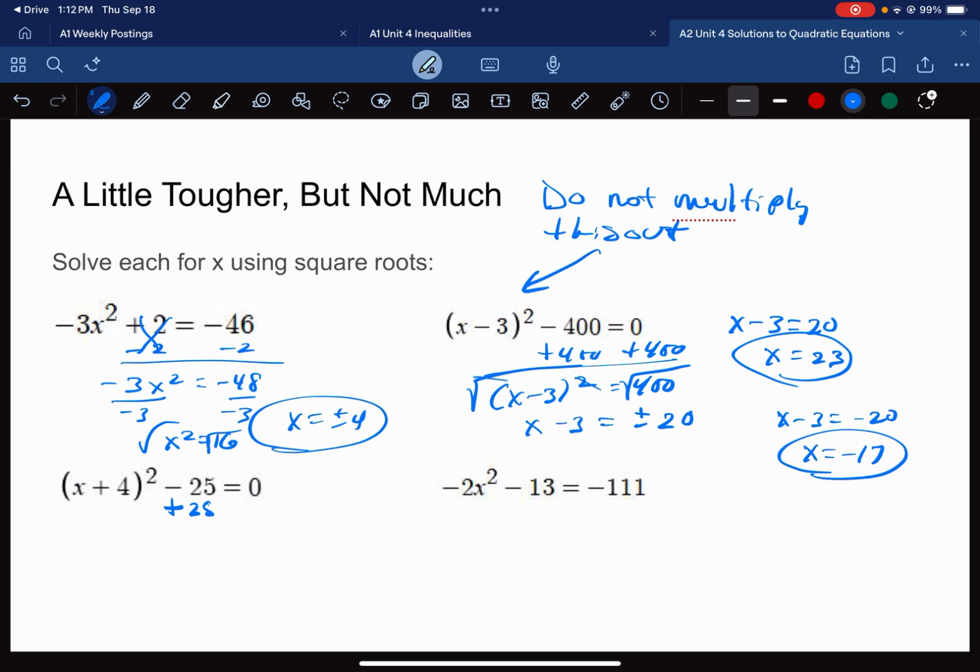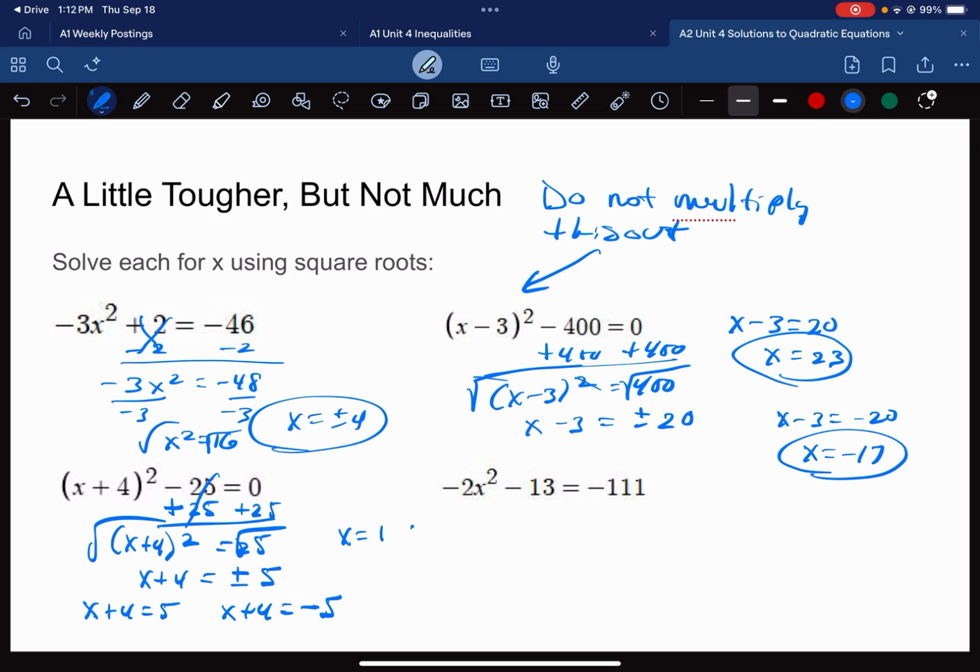All right, so I think plus 25 on each one of these. So that gives me 25 and x plus 4 squared. Now square root both sides. X plus 4 equals positive and negative 5. So that would be x plus 4 equals 5, and x plus 4 equals negative 5. So if you subtract 4 from each, you get x equals 1. And you subtract 4 from negative 5, you get negative 9.